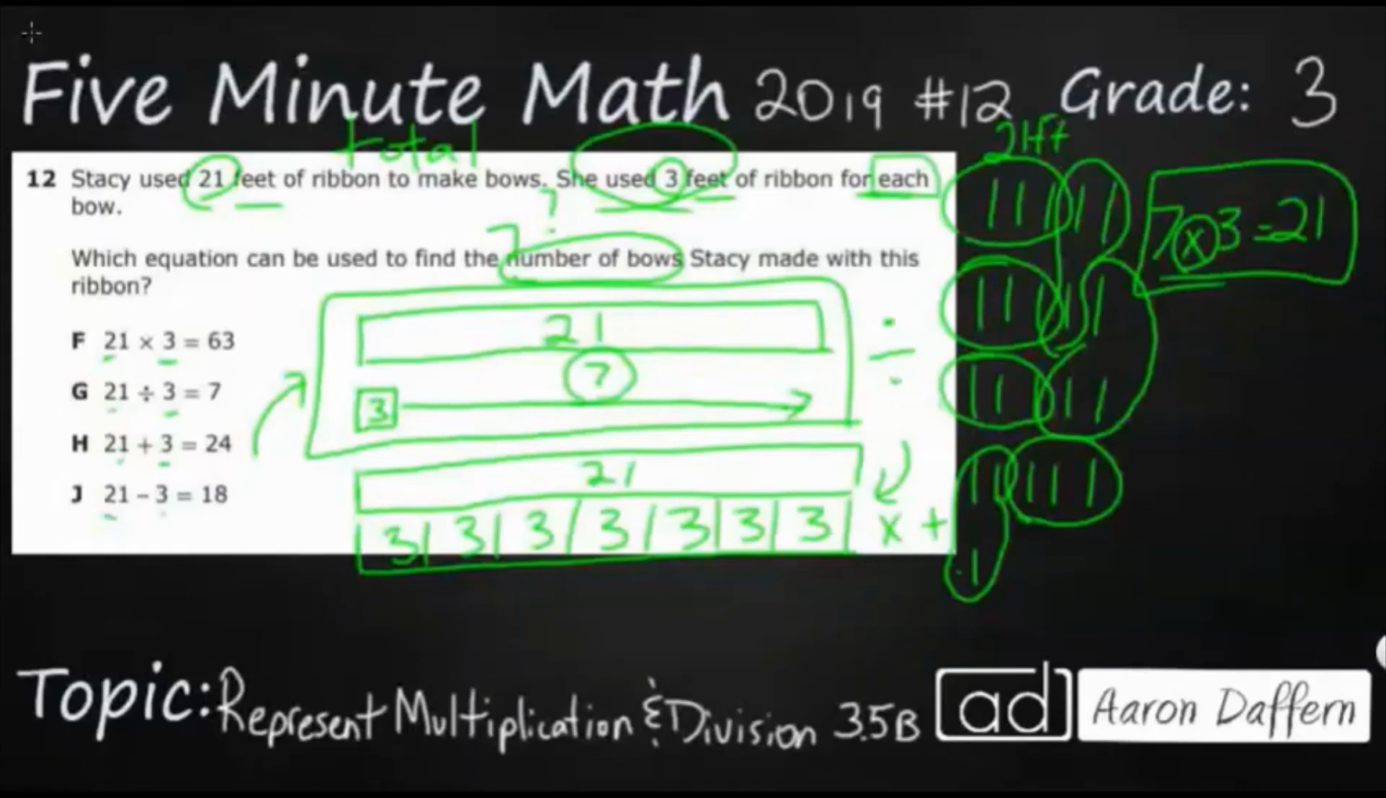So what we could do here is we can say, well, we've got 21 divided into sets of 3, and now that we know we are going to make 7 sets of 3, that's going to give us our answer here as G. We're not going to multiply because we're not going to make 63. Then addition and subtraction don't work because this each lets us know it's going to be multiplication or division.